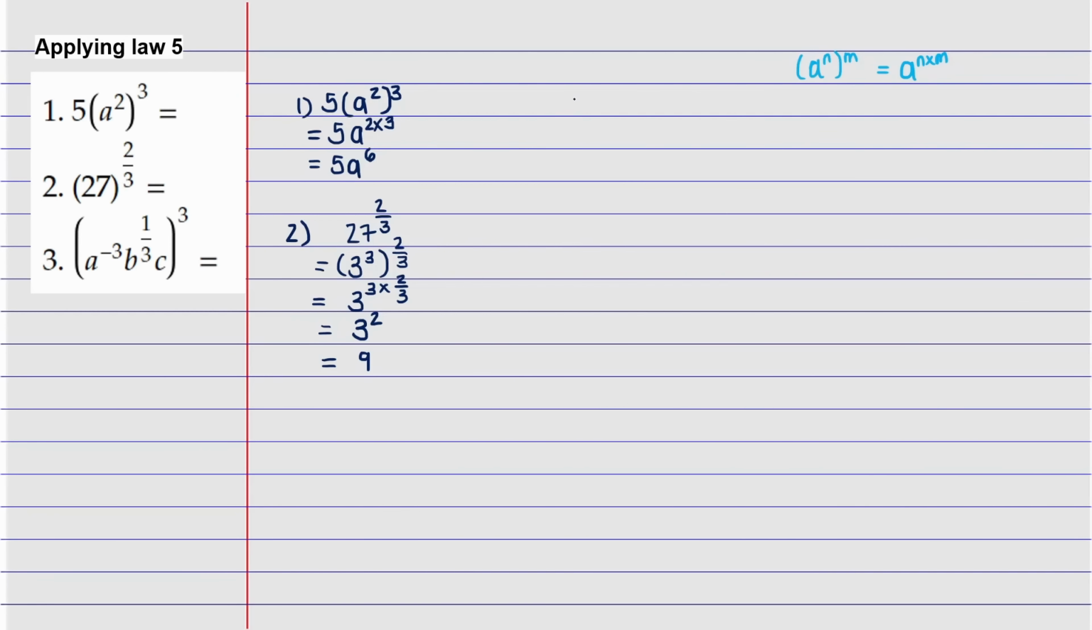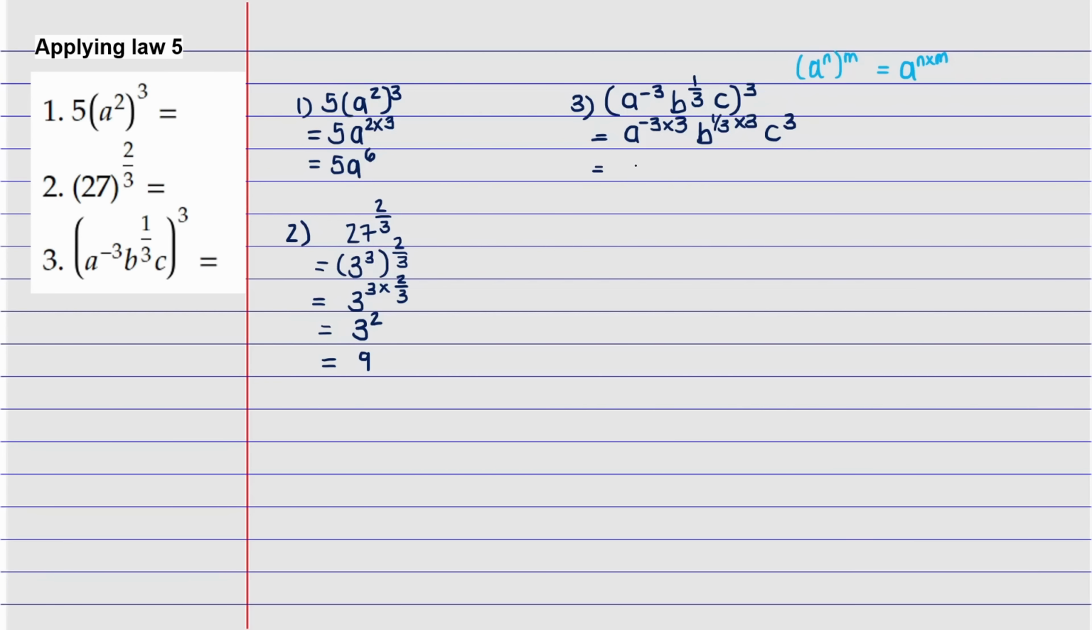So now doing number 3, which I'm going to do here. It gives you the following. It's a to the power negative 3, then it's going to be b to the power 1 over 3, then it's going to be c. And that whole thing is to the power 3, right? Remember the fact that we distribute the exponent everywhere. So the first one is going to be a, then it's going to be negative 3 multiplied by 3 using this law, right? Then this is going to be b to the power 1 over 3 multiplied by 3 using the law. Then it's going to be c to the power 3, right?